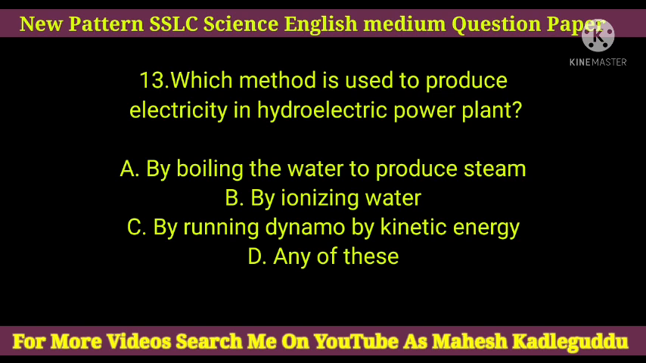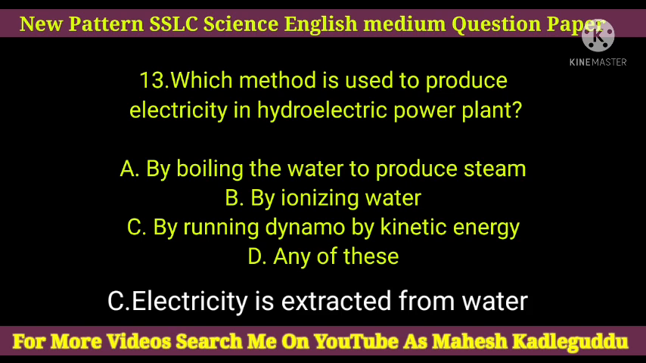Which method is used to produce electricity in hydroelectric power plant? By boiling the water to produce steam, by ionizing water, by running dynamo by kinetic energy, any of these. The method used to produce electricity in hydroelectric power plant is electricity is extracted from water. It is the right answer. Next question is 14th question.